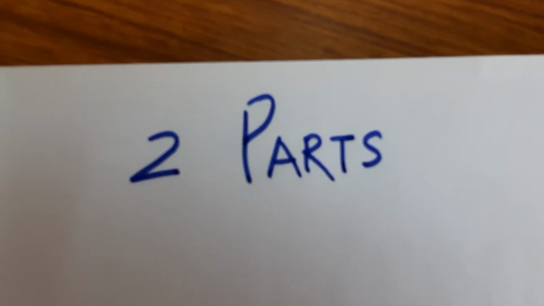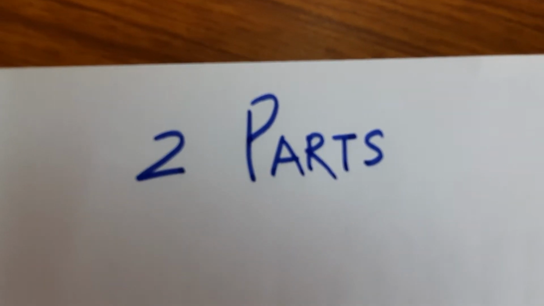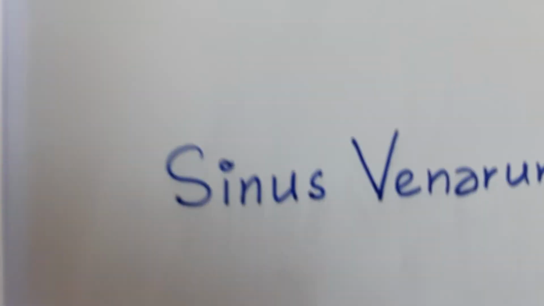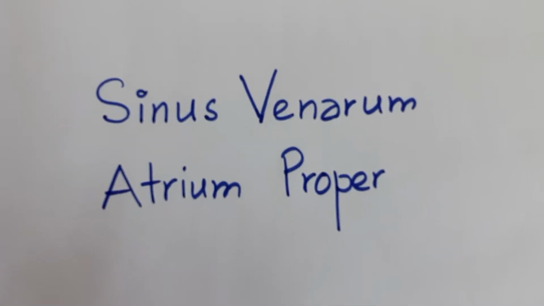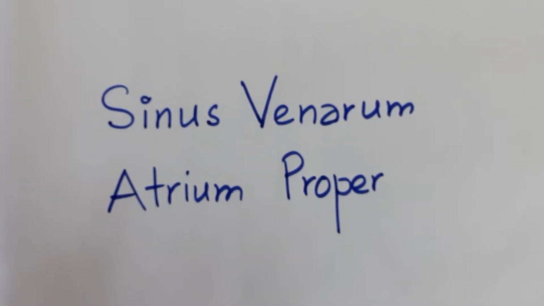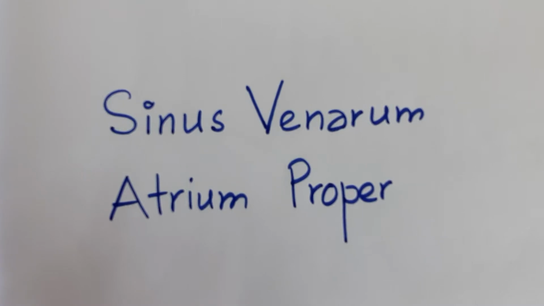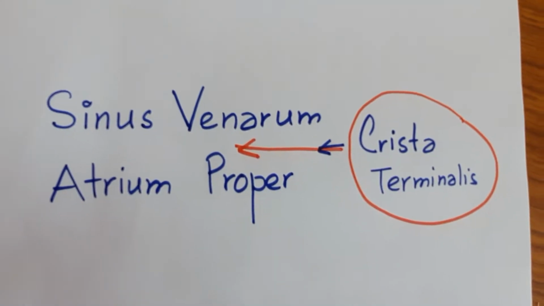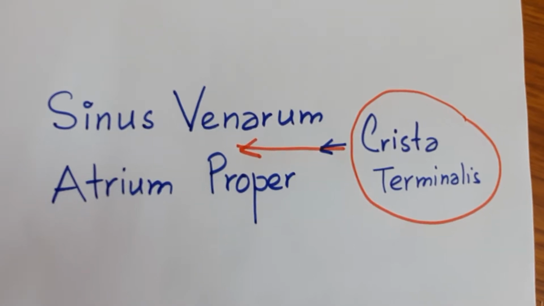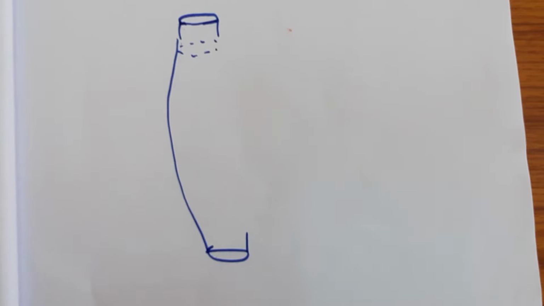Basically, internally, it consists of two parts: one smooth part, known as the sinus venarum, and the atrium proper. The sinus venarum is the smooth part which lies posteriorly, and the atrium proper lies in the anterior part. These two parts are separated by a muscle ridge, known as the crista terminalis.